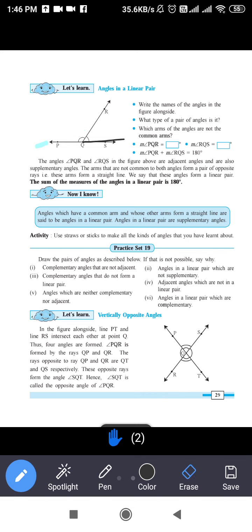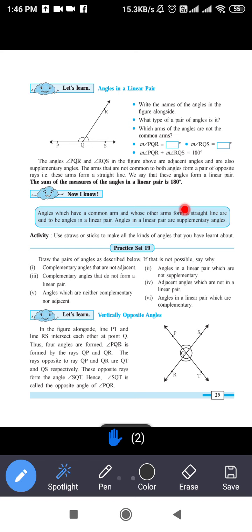The angles which have a common arm, what will you call them? Adjacent. Since they are adjacent as well as supplementary, the arms that are not common to both angles form a pair of opposite rays. That is, these arms form a straight line. The arms that are not common, PQ and QS, what are they doing? They are forming opposite rays, right? They are forming the opposite rays, so they are forming a straight line. We say that these angles form a linear pair, so the sum of the measures of the angles in a linear pair is 180 degrees. Understood properly?